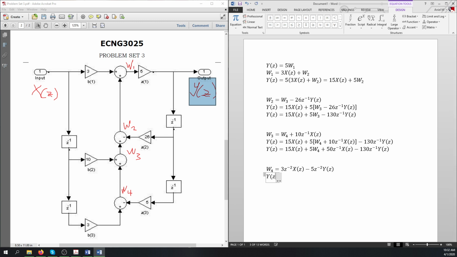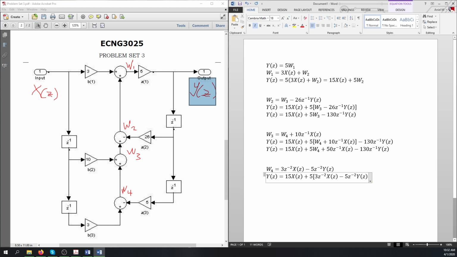So then we can substitute this into our y of z equation, 15x of z plus 5, into our w4 here accordingly. And then we have the remainders here. And then we can expand this out. 15x of z plus 15 z to negative 2. Oops. Minus 25 z to negative 2 of that. Plus the remainder part here. Right.